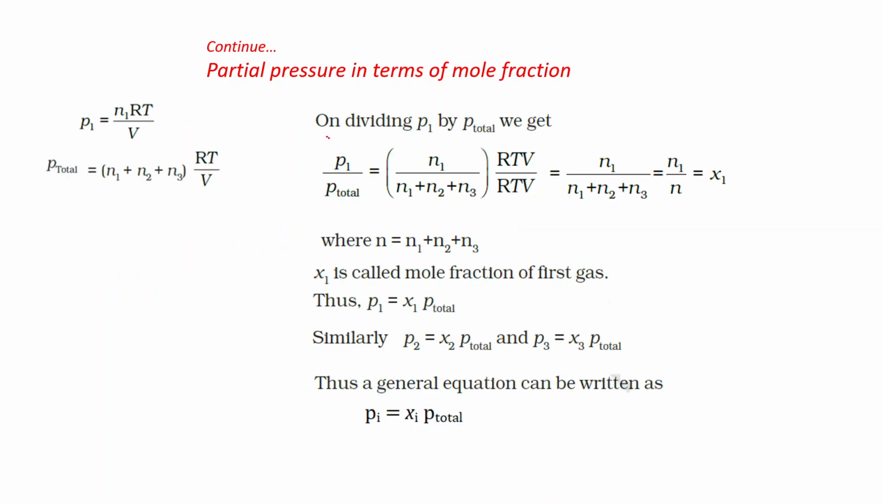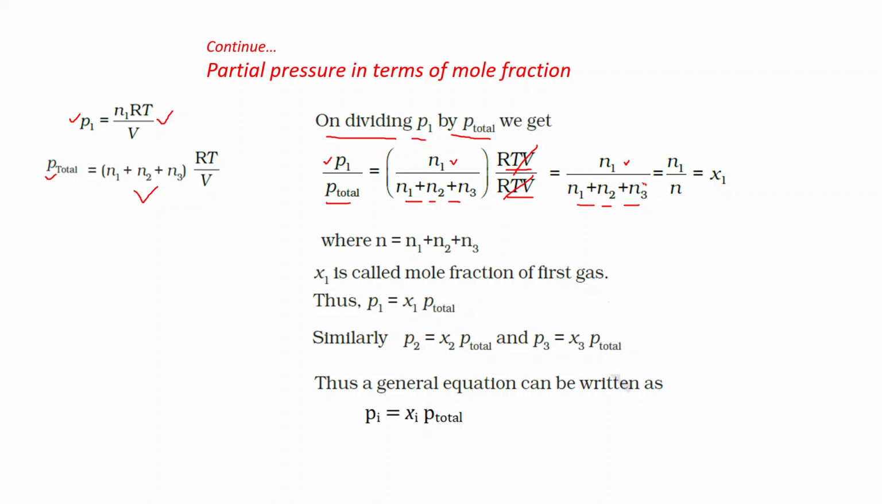Now, on dividing P1 by P total, we already discussed that P1 is this and P total is this. We get P1 by P total is equal to n1 divided by (n1 plus n2 plus n3), multiplied by RT by V divided by RT by V. This is cancelled, and we will get n1 divided by n1 plus n2 plus n3.